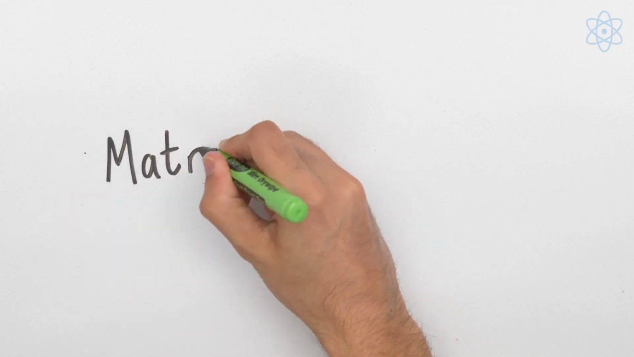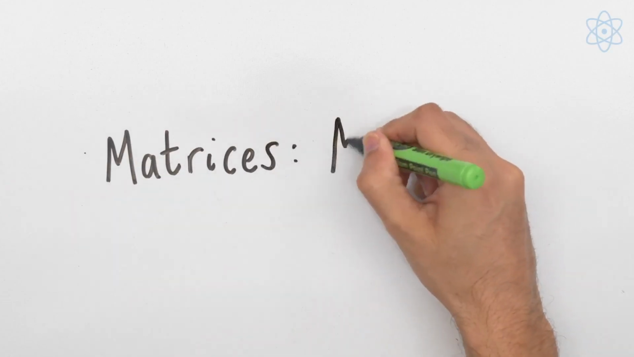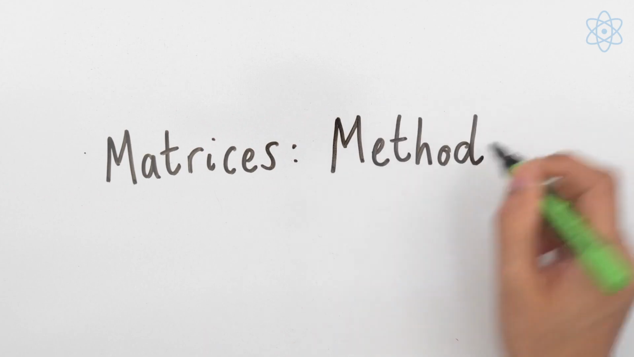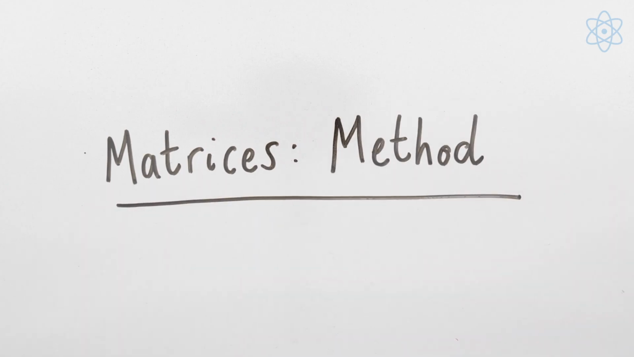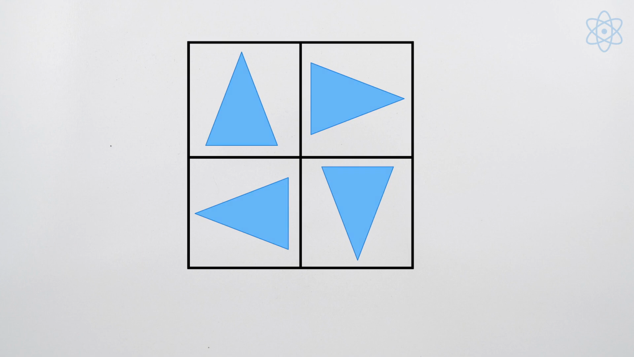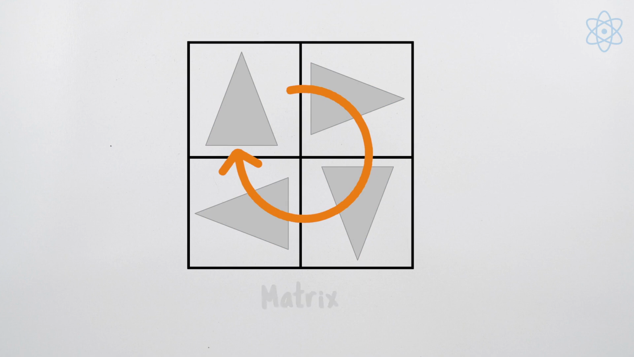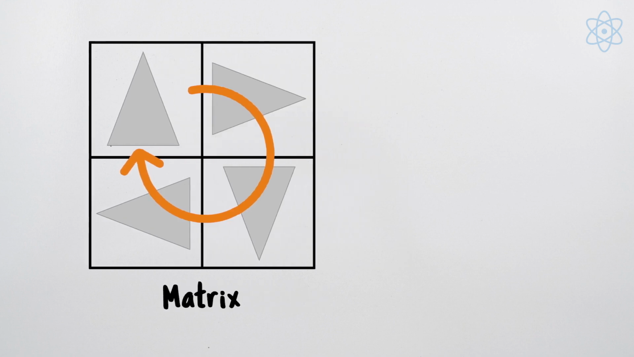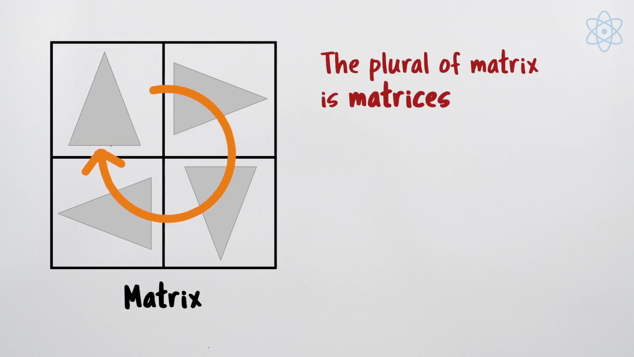Matrices Method. In this video we're going to look at how to approach non-verbal reasoning questions that ask you to complete a matrix. In these questions you'll be shown a grid that is filled with shapes. The grid will have patterns running through it that connect the shapes in each square in some way. This pattern-filled grid is known as a matrix. The plural of matrix is matrices.